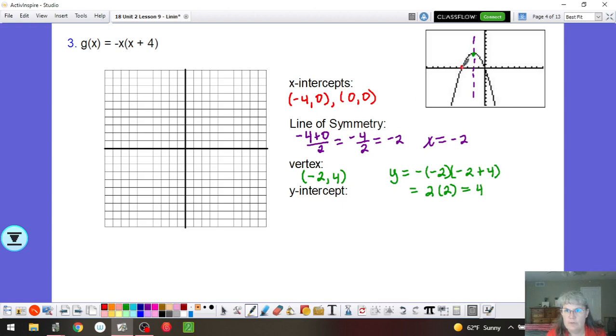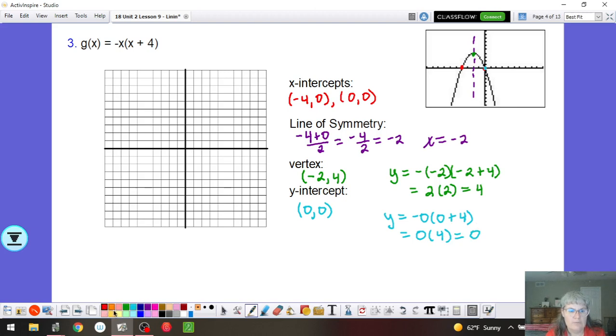We have the 2 x-intercepts. The y-intercept on the graph happens to match one of the x-intercepts. It's at (0, 0). And again, we can check this. Y equals negative 0 times (0 plus 4). Well, negative 0 is just 0. 0 plus 4 is 4, and 0 times 4 is 0.